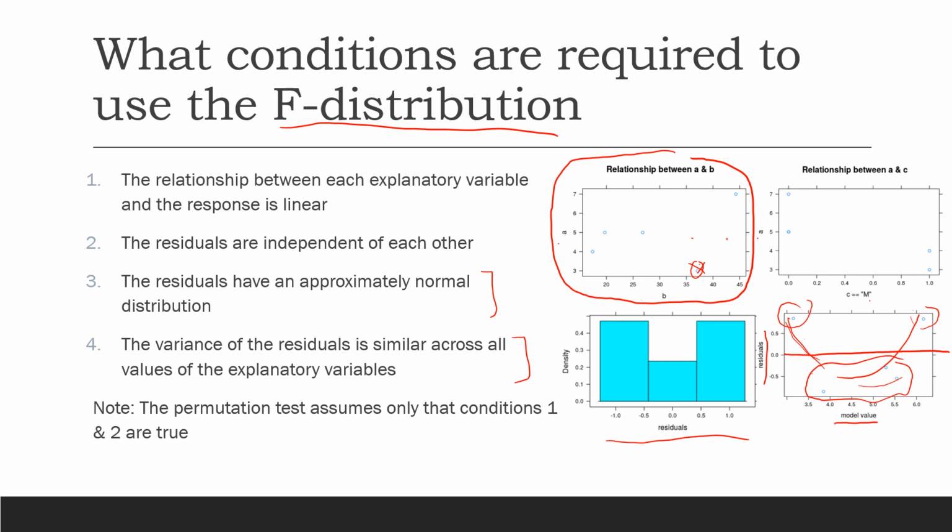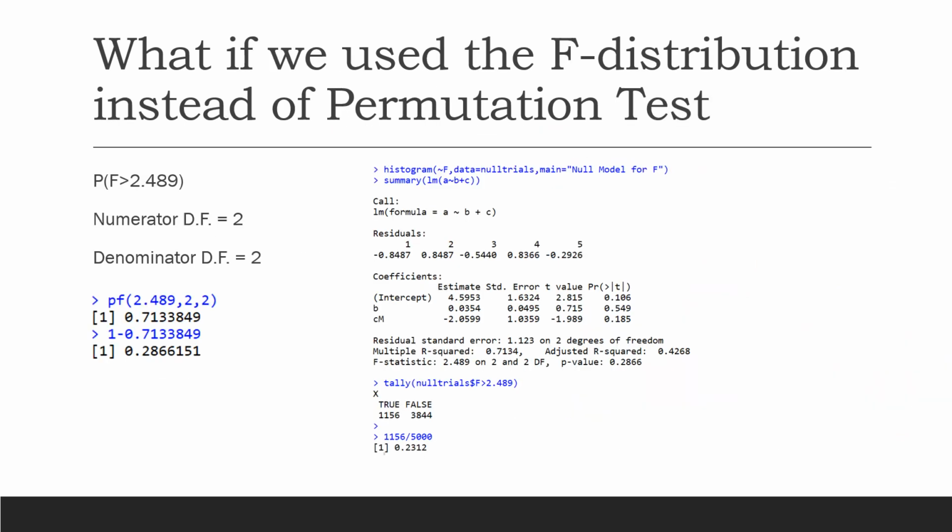So in this situation where it's so hard to be confident in those assumptions based on the tiny data set, the permutation test is probably the way to go. But if we did use the F distribution instead of the permutation test, I can take a look at how I could do this.